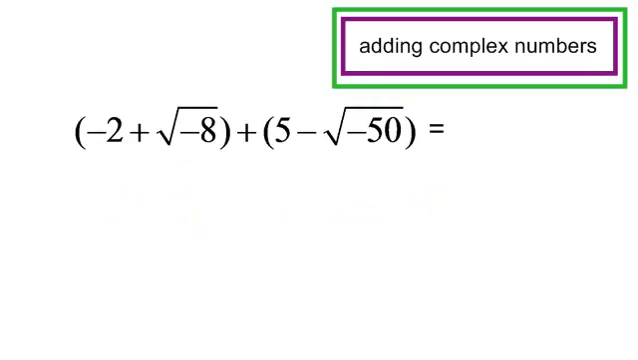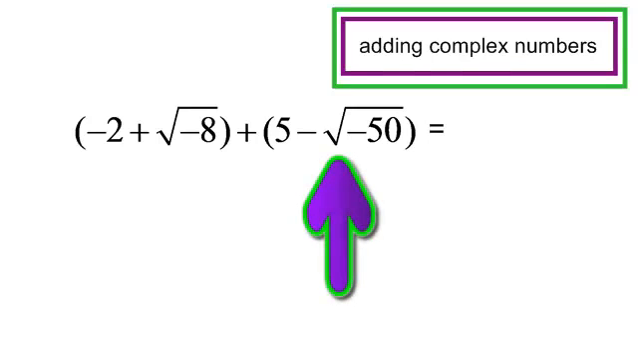Okay, look what we have here. (-2 + √-8) + (5 - √-50). I have a little bit of work to do here. We saved the best for last. Do not make this minus a negative a plus. That is not a parentheses. This negative 50 is underneath a radical. Don't make a careless error like that.